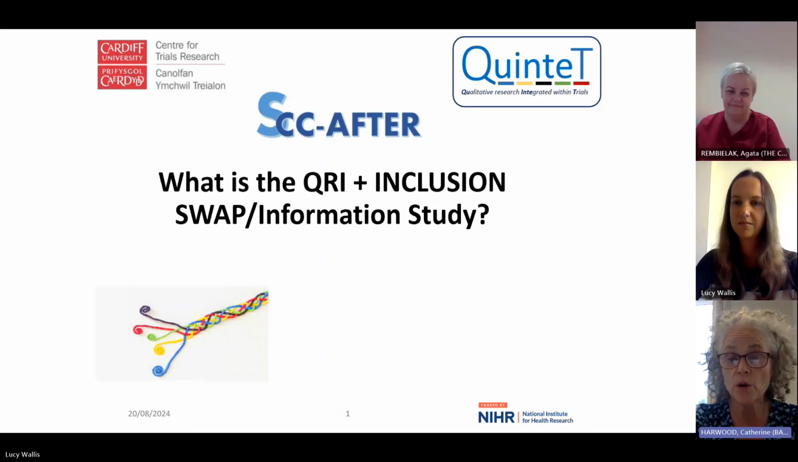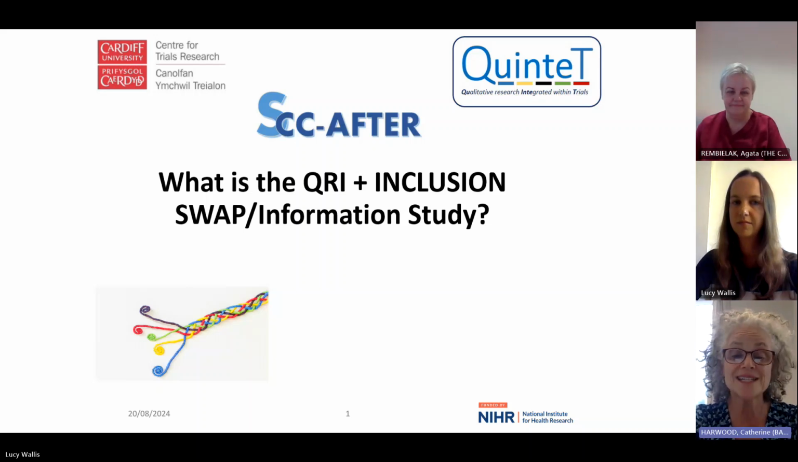The inclusion SWAP, and SWAP stands for study within a project, is embedded within SCC After, and it's emphasising including people who are less likely to be recruited to clinical trials, for example, older people and those living with other health conditions, including cognitive impairment. And this is important because research studies should ideally reflect the patient groups we see in clinical practice.